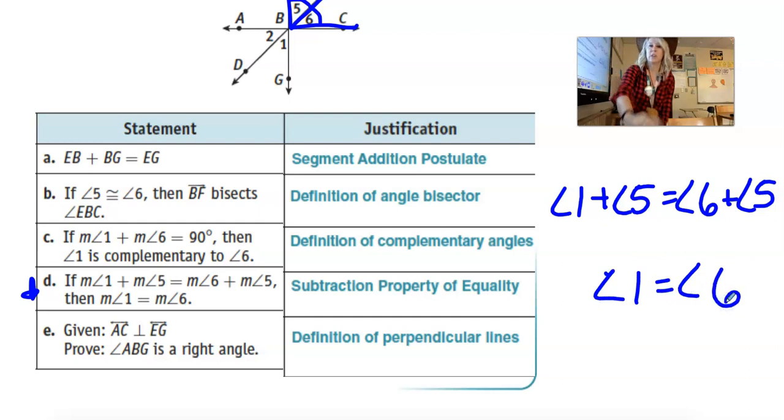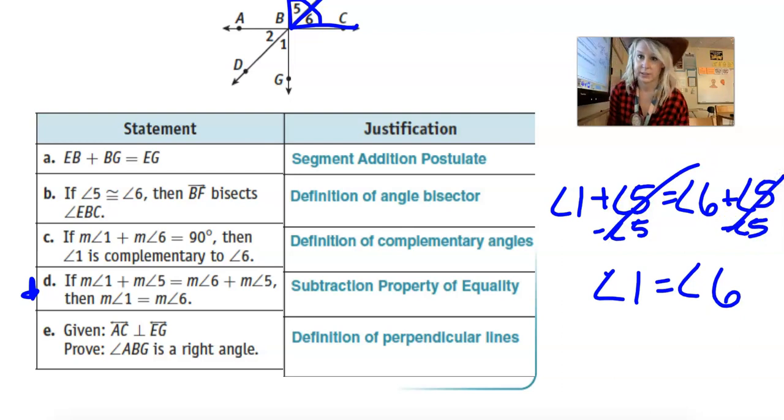So basically you have to ask yourself what happened from this step to this step, and the 5s completely went away. How you can get the 5s to go away is to subtract the angle 5s from both sides. Boom, boom, leaving you with angle 1 equals angle 6. So since they subtracted on both sides, that'd be the subtraction property of equality. That one was tricky. E was probably tricky too.